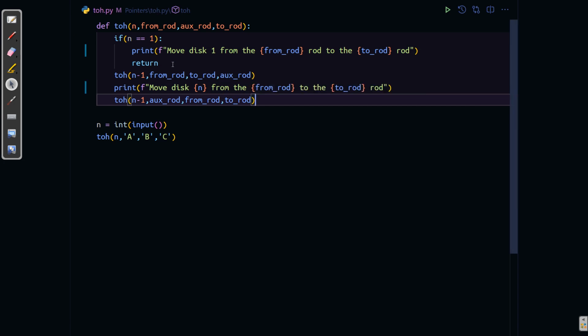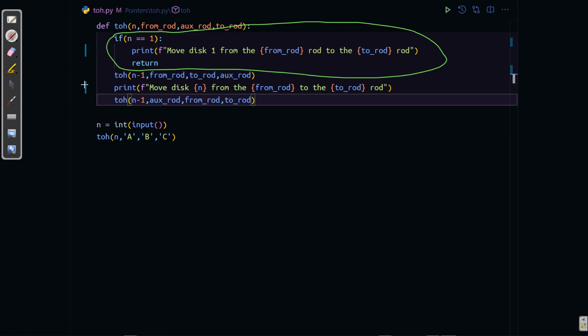This is our base case when n equals 1. This is our first recursion call to move the top n minus 1 disks. This is our next step to move the nth disk from the from position to the to position. This is our third step in moving the remaining disks from the auxiliary position to the to position. Okay, and we are done.